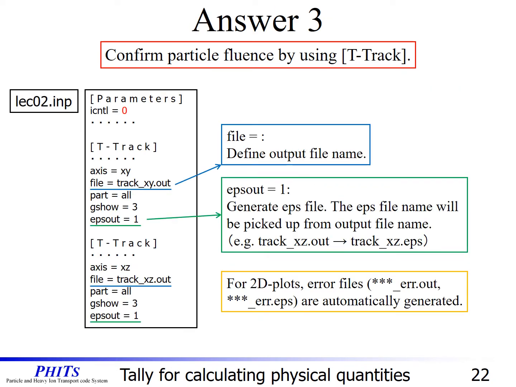Before I show you the result, I will explain some parameters in the track tally section. The output file name is defined by the file parameter. The epsout parameter is used to select whether to output an EPS file or not. The EPS file name will be picked up from the file parameter. For 2D plots, error files are automatically generated.